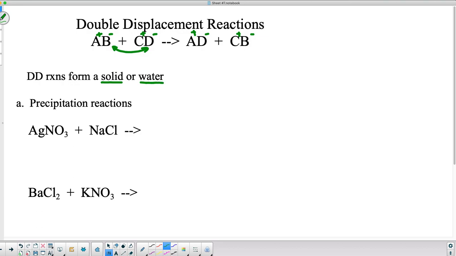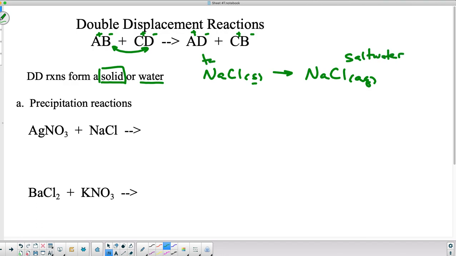To understand why you would be forming a solid, you should know that a lot of ionic compounds dissolve in water. For example, sodium chloride dissolves very much in water, and when it does, it goes from being a solid, which is what the S in parentheses means, to NaCl with what's called aqueous, or AQ. That means that the aqueous one is salt water, and the solid one is table salt. Notice that they're both NaCl, and as a solid it's table salt, and as an aqueous solution it is salt water.